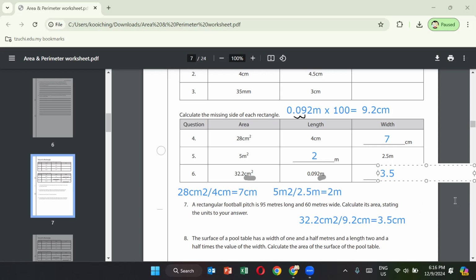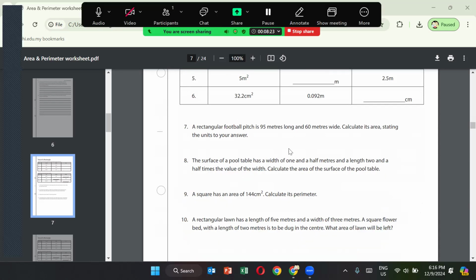Okay, so we're done with the first part. So moving on to the second part. For question number 7, it says that a rectangular football pitch is 95 meters long and 60 meters wide. So calculate its area, stating the units in your answer.